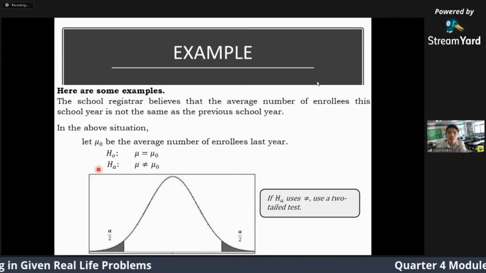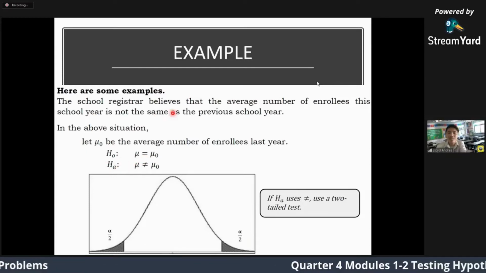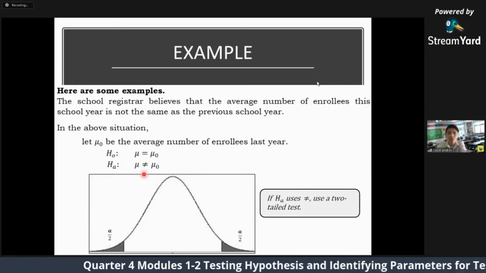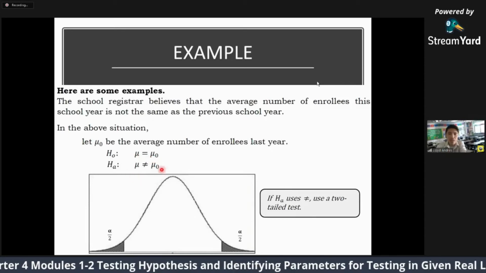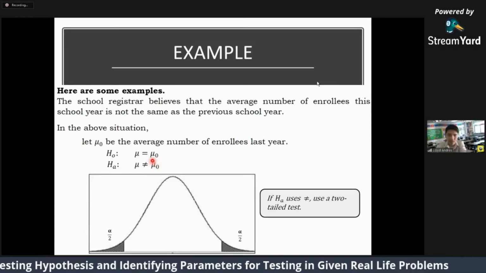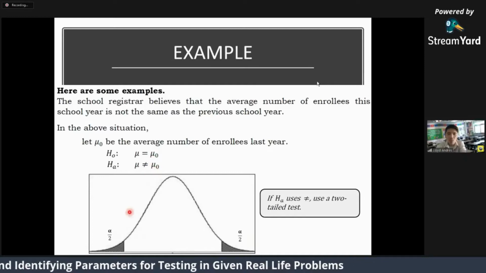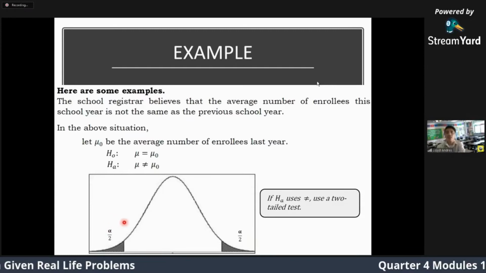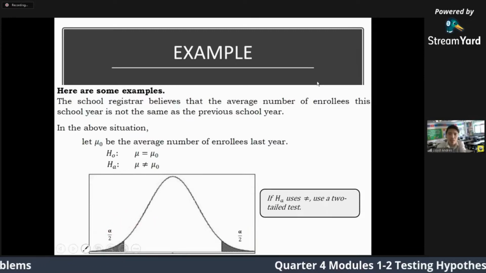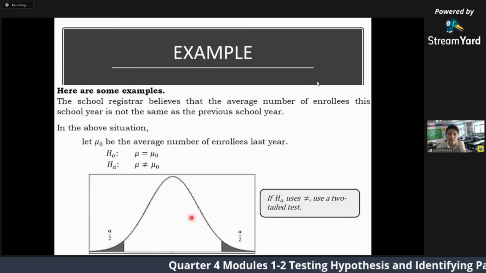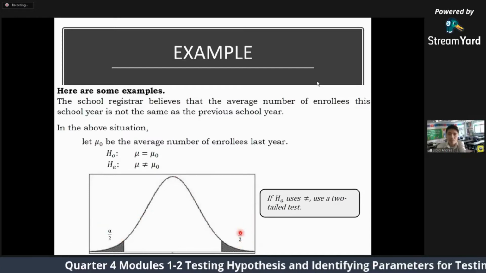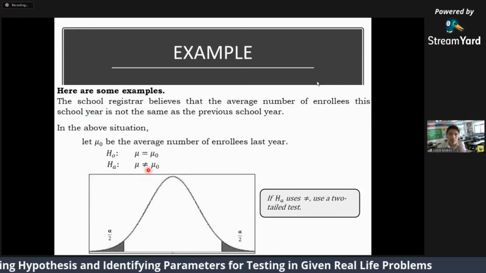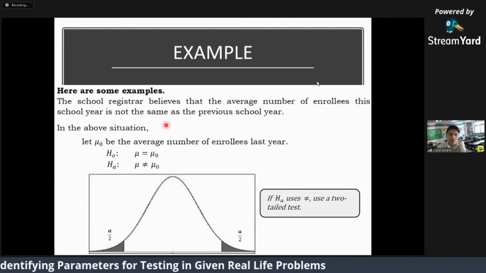Then in the alternative hypothesis, since what the registrar says is "not the same," in symbol that is not equal. So since not equal is what is said here, it is a two-tailed test. When we do a two-tailed test, your alpha, your confidence level, your level of significance, you divide by 2. Okay, two tails, the left tail and the right tail. So the symbol is not equal. Two-tailed again because the alternative is not equal, which comes from the statement "not the same."